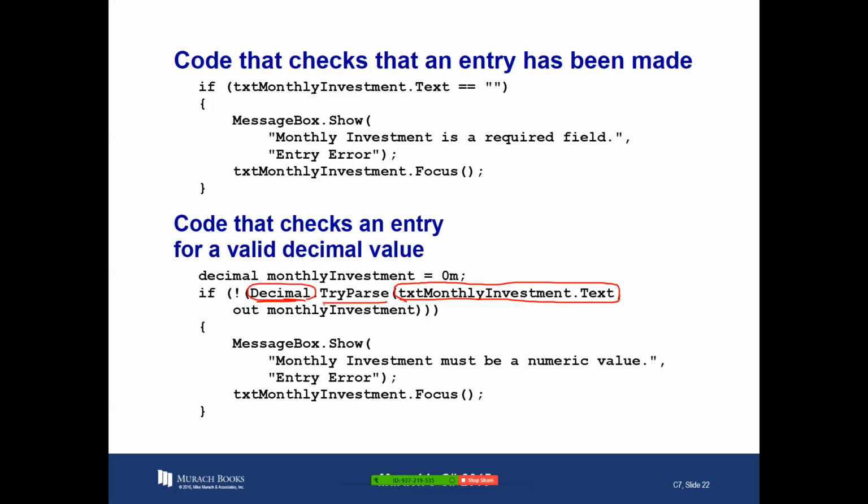And so it looks at the text and it looks, will that text convert to a decimal? If it will convert to a decimal, it goes ahead and converts it and sticks the result in the second argument, which is a call by reference. And this whole method here will return a true. It's this whole method here.